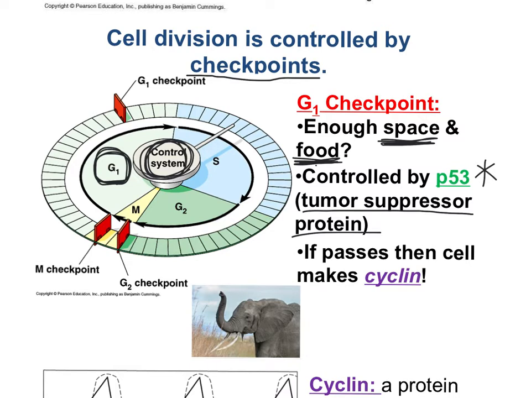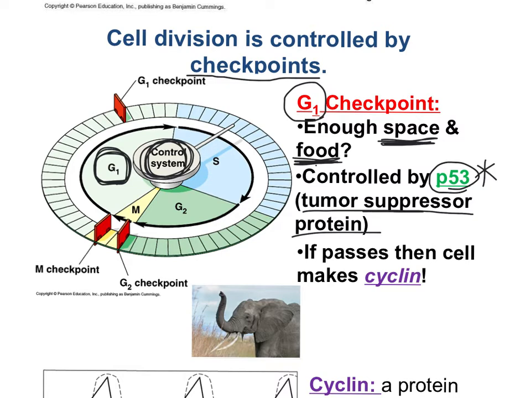So cancerous cells, tumor-forming cells, tend to ignore the G1 checkpoint. They don't care if there's enough space. They don't care enough if there's enough food. They should not divide, but they continue to divide. So some cancers are caused by a mutation in this protein called P53.